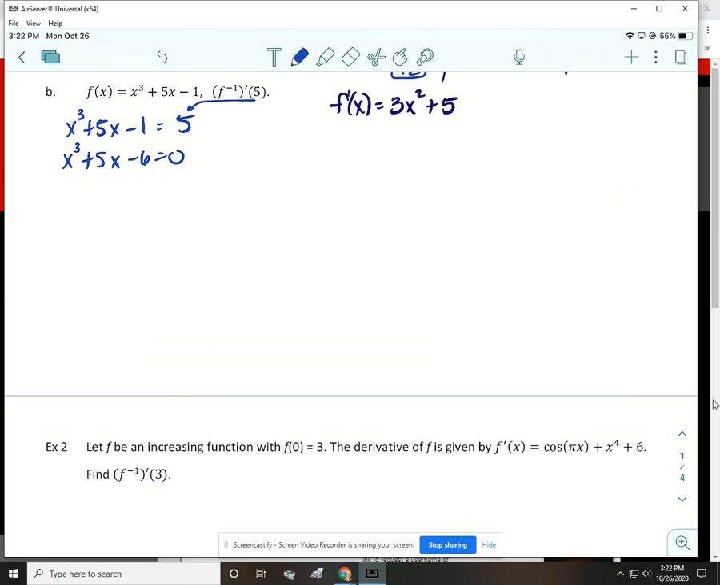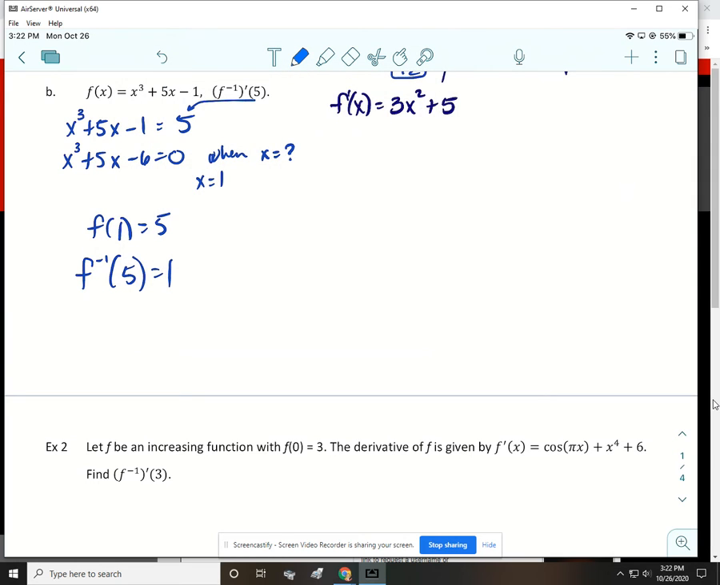So I would just start trying numbers if you can't use the calculator. So we want to know when this is going to equal 0, what x value makes it equal to 0, and then I just noticed that if x was 1, it'd be 1 plus 5 minus 6, and that would be 0, so x is 1. So what that means is that f of 1 is 5, and f inverse of 5 is 1. Very important things right there.